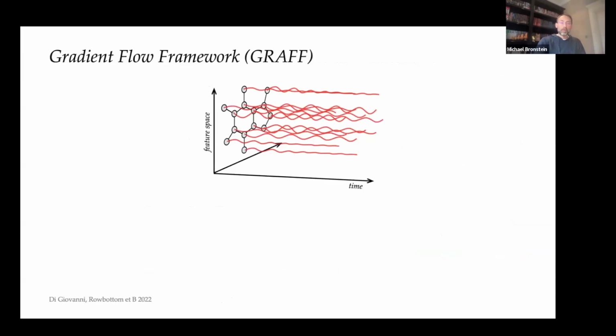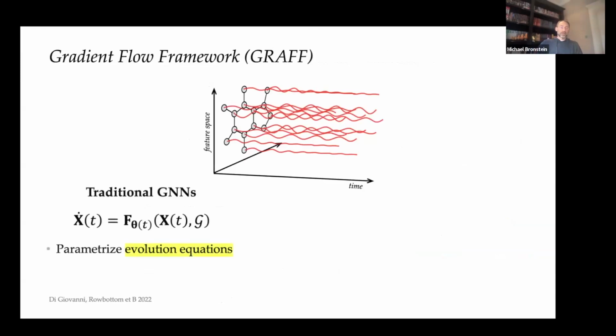Now, if we go back to how we traditionally design graph neural networks, again from this perspective of dynamic systems, we start with a system of differential equations. We discretize the differential equations, so every step of every iteration of a solver becomes a layer in a neural network, and we parameterize it individually. So we parameterize evolution equations, essentially. What I'm suggesting to do, and this is the framework that we call the gradient flow framework, or GRAFF, is to start with an energy and parameterize the energy.